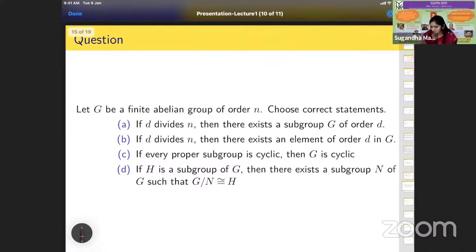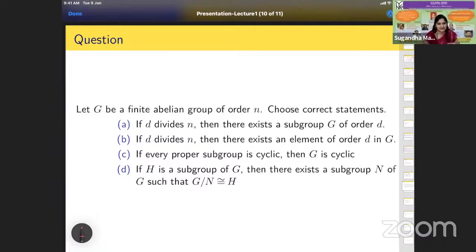Okay, so now I'm asking you, this was asked in 2016 in the NET exam itself. Again, a question revolving around order of group and subgroup and elements. What does it say? G is a finite abelian group. They're nice people, not asking you any difficult group. G is a finite abelian group of order n. Then what are the correct options?